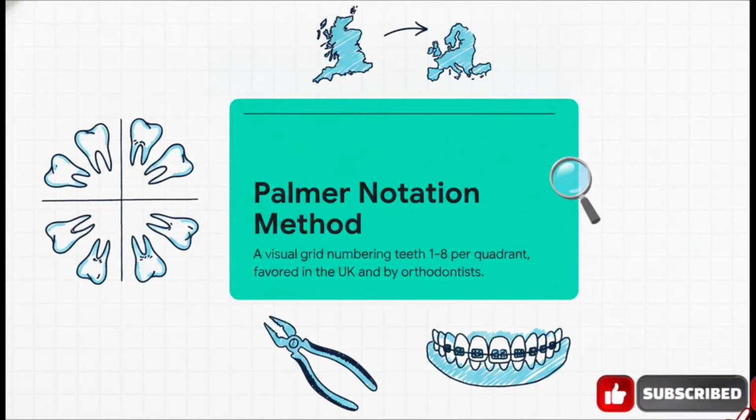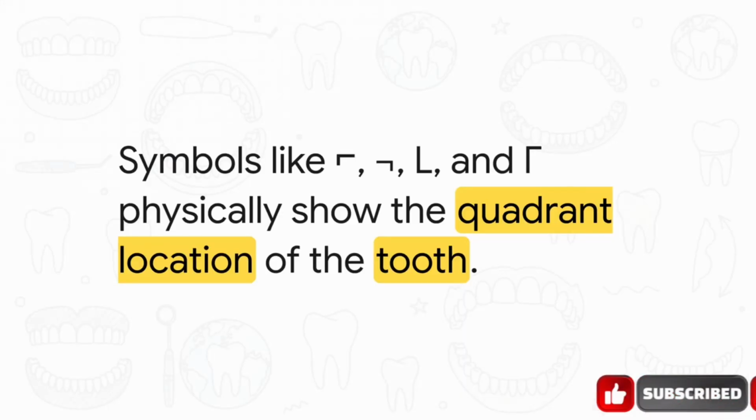Now let's shift gears to a totally different dialect, the Palmer notation method. This one is frequently used over in the United Kingdom and a few other countries, but it's also highly favored by orthodontists globally. Rather than doing that continuous loop of 1 to 32, this system actually resets at the center of the mouth. It numbers the teeth from 1 to 8, moving outwards within each of those 4 individual quadrants we just talked about. And this perfectly illustrates what makes the Palmer method so incredibly unique.